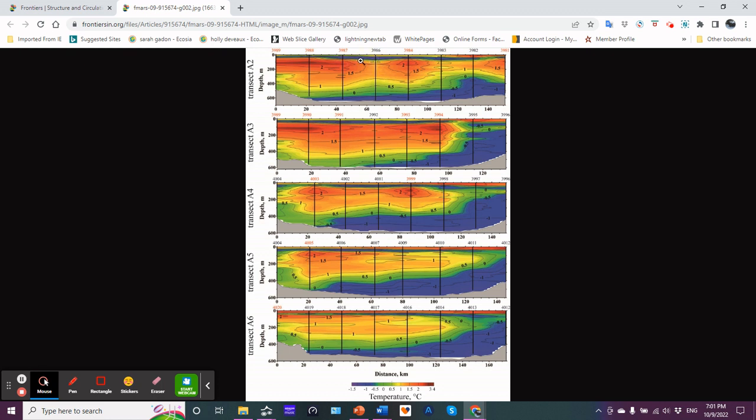This very thin bluish layer, that's your mixed layer. Then you can clearly see this warmer water that's present. And it gets slightly cooler, and then we're starting to get more into the cooler waters here. And as we go through these transects, we see basically the same thing.